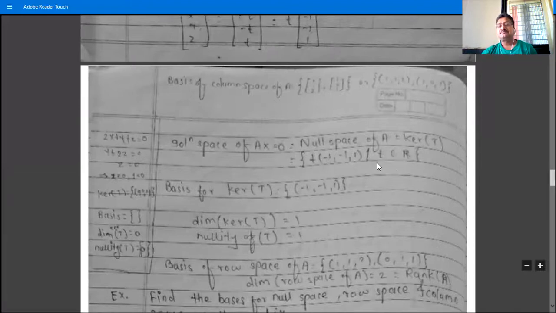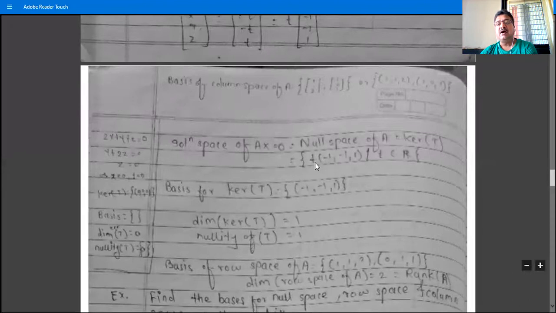So take t as 1. So (-1, -1, 1) is an element of kernel of T. Then if you take t as 1/2, then (-1/2, -1/2, 1/2) is also an element of kernel of T. If we take t as -2, then we have (2, 2, -2), which is an element of kernel of T. So this kernel of T contains infinitely many elements.